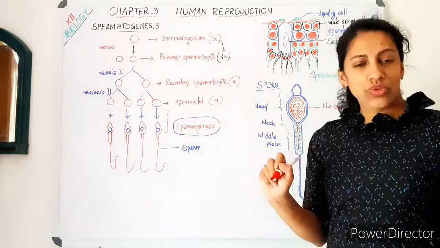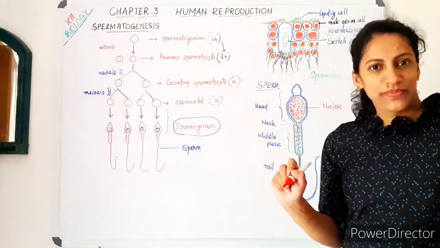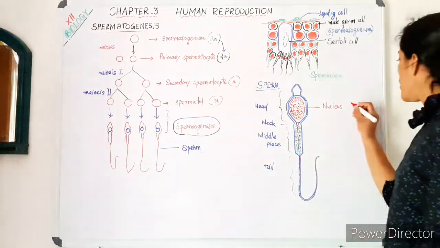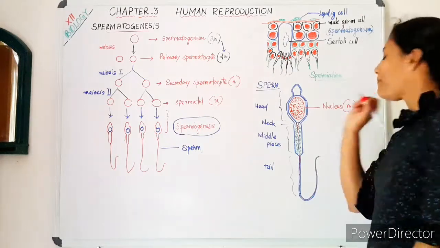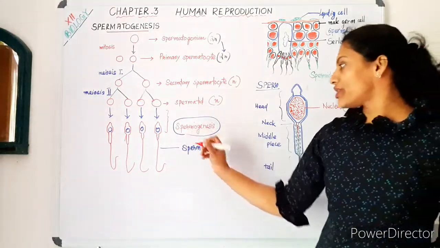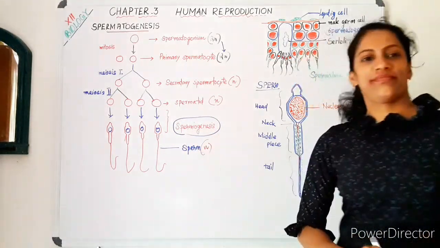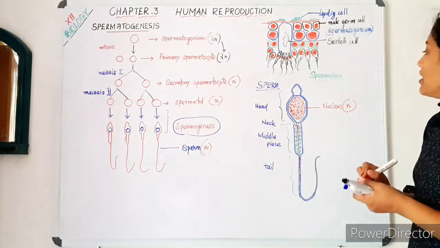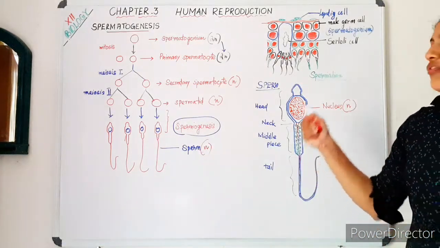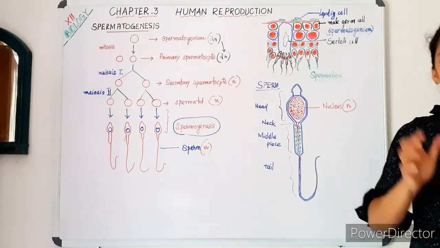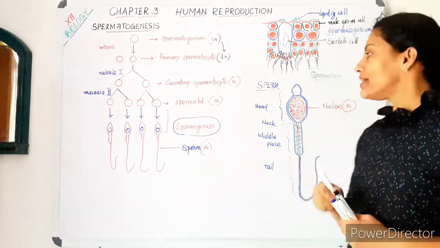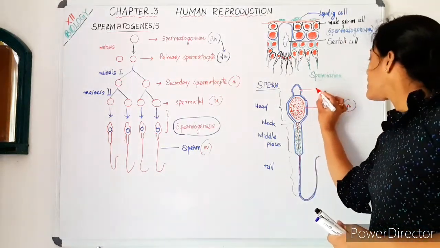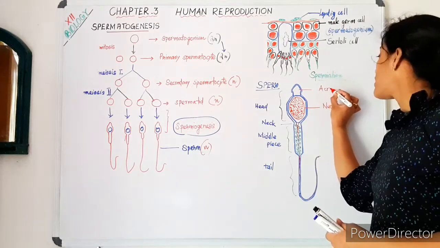What's the ploidy of this nucleus? Haploid or diploid? Sure, this is a haploid nucleus. You have seen already, sperm is haploid. So the sperm head consists of a haploid nucleus, which is a slightly elongated big nucleus, and it has a cap-like structure called acrosome.